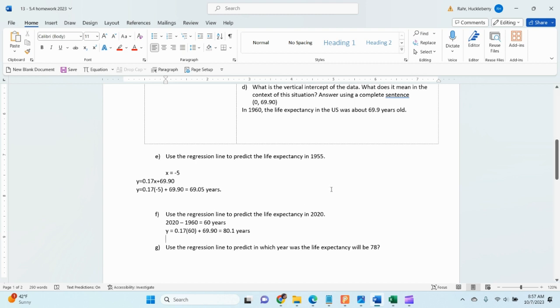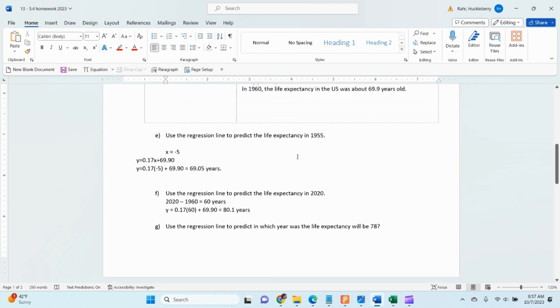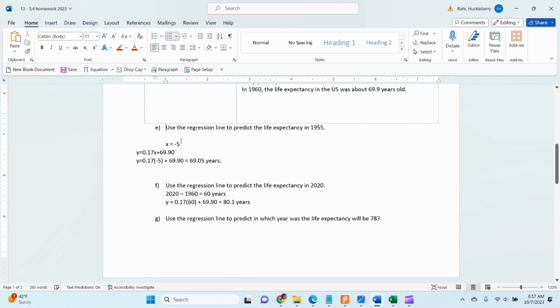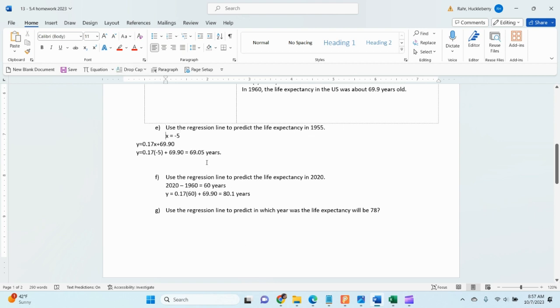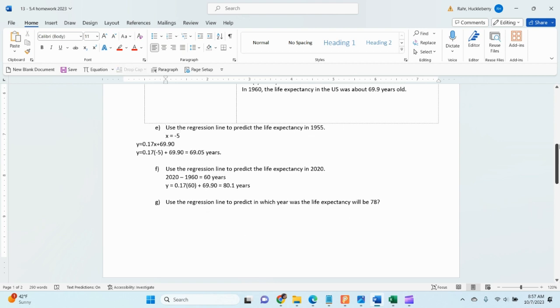It says use the regression line. So can I get out more spaces here? Use a regression line to predict the life expectancy of 78. So this time it's 0.17x plus 69.9 equals 78. I'm going to subtract 69.9 from both sides.